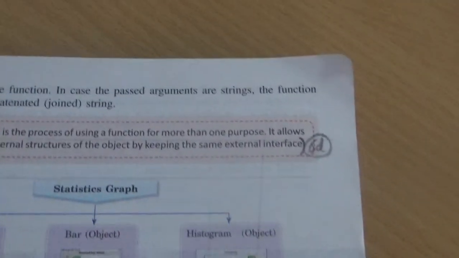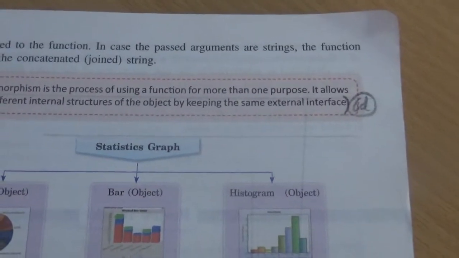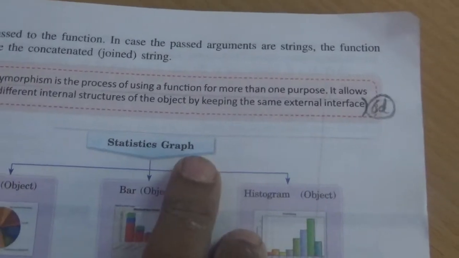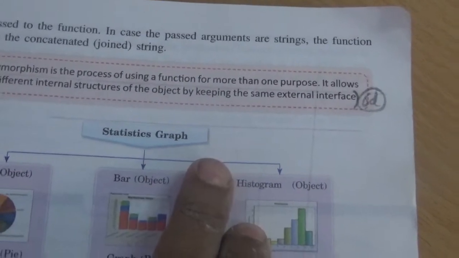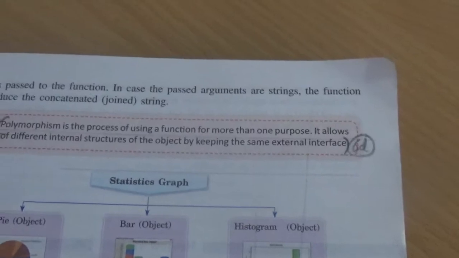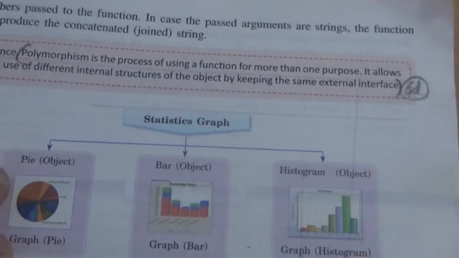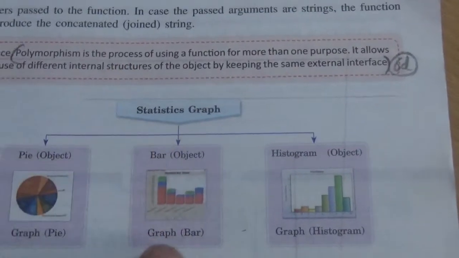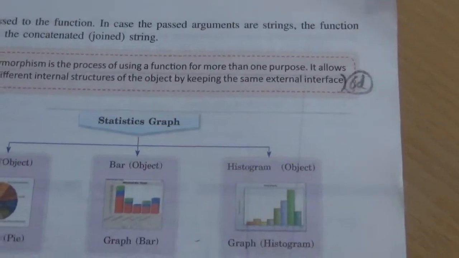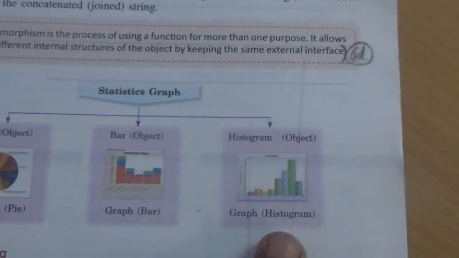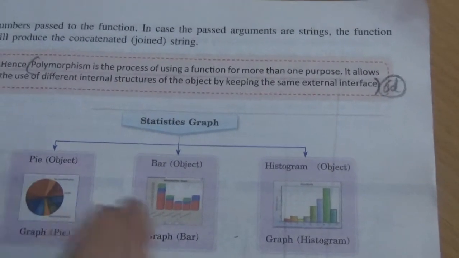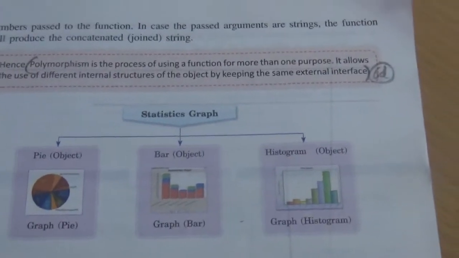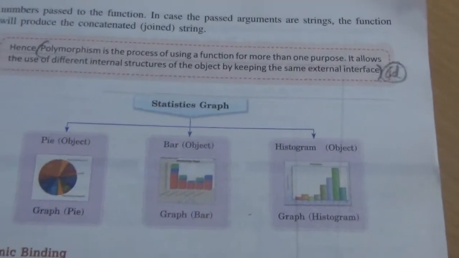So for example, suppose there is a statistical graph. The same thing can be represented in a pie chart, in a bar chart, or in a histogram. We can represent it, but the representation is a little different. Or the very simple example is add.